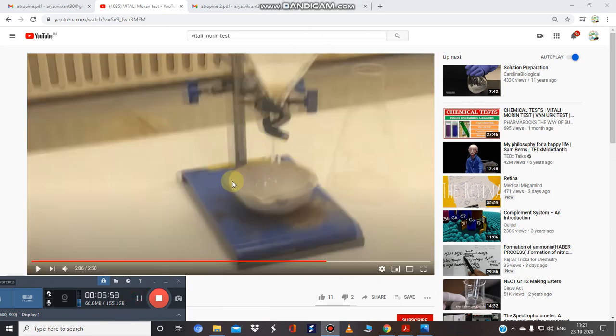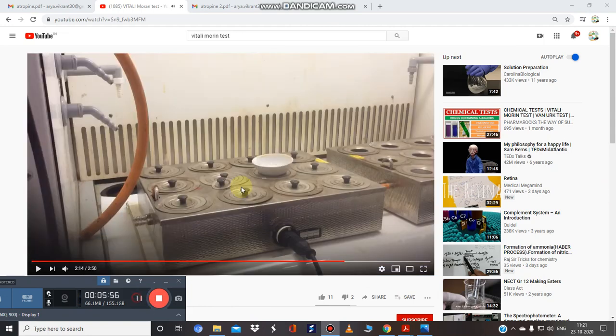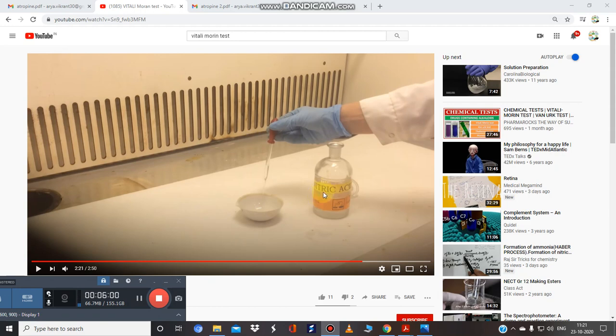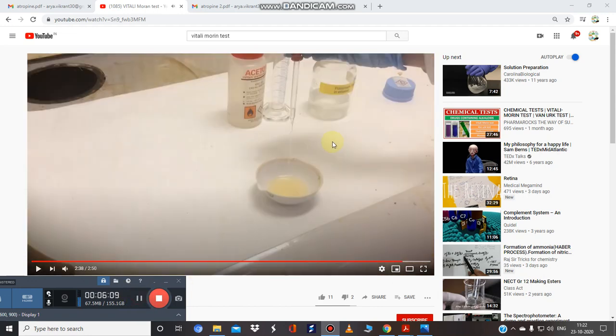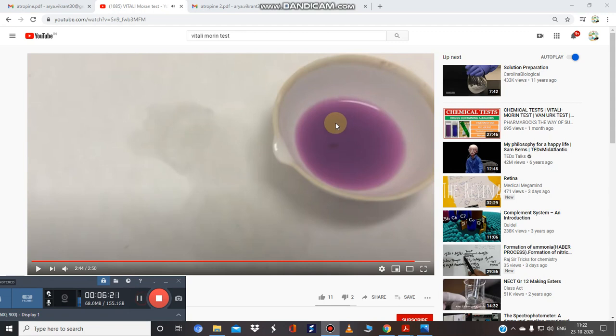It was collected in this china dish or the crucible. Yes, again it was subjected to dryness in the water bath. Then we will add nitric acid into it and again subject it to dryness in the water bath. And after dryness we will add acetone solution into it. And again we will add potassium hydroxide solution, methanolic potassium hydroxide solution. Here is the outcome. A purple solution will form, which indicates the presence of atropine.